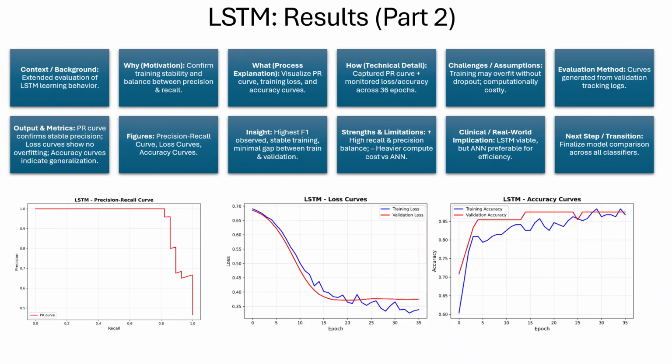The extended result shows stable precision recall behavior, no signs of overfitting in the loss curves, and consistent accuracy across epochs. Training and validation stayed closely aligned, confirming strong generalization. Overall, LSTM demonstrated the best balance of recall and precision, though with higher computational cost. Next, we move to the final model comparison.